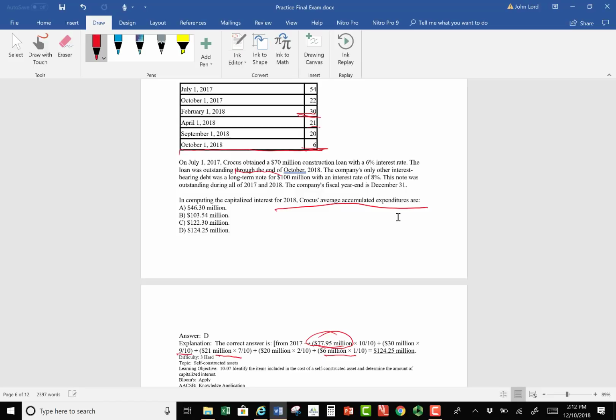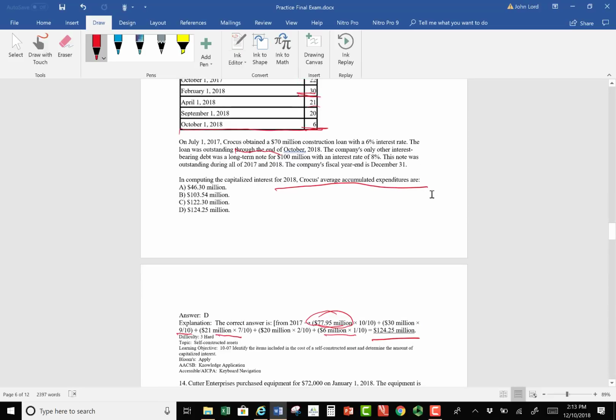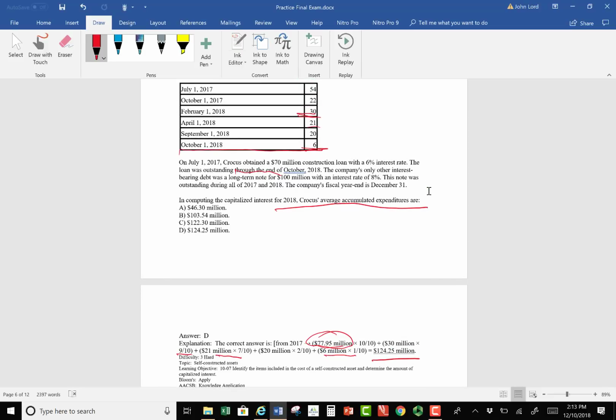Be careful because if they spent the money October 31st, we wouldn't count that at all, right? That wouldn't have been outstanding at all for the period. Or the money is spent on December 31st, don't count that money that gets spent December 31st because that was not outstanding at all, right? For December, okay? But we get that. That gives me what? The weighted average of accumulated expenditures, which is 124.25. Okay, and this asks for what? The weighted average of accumulated expenditures. So we just had to sit here and use that 124.25 for the weighted average of accumulated expenditures.